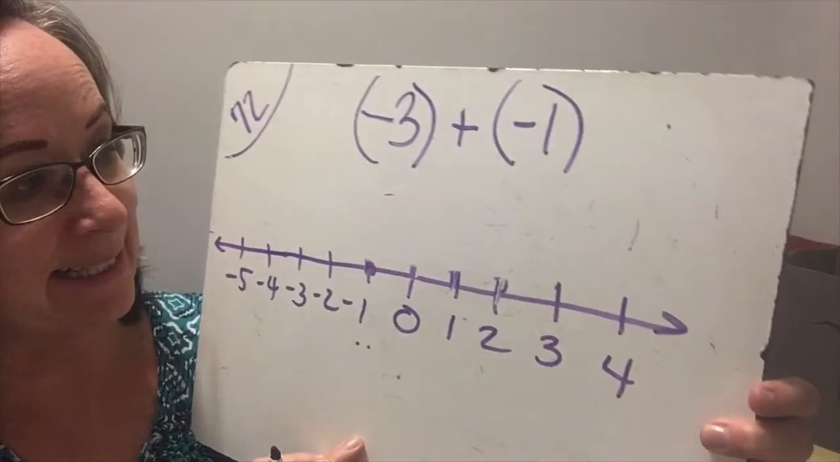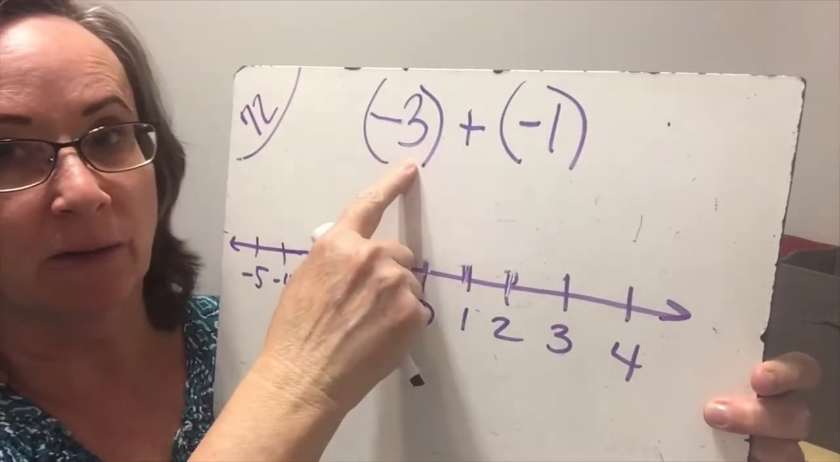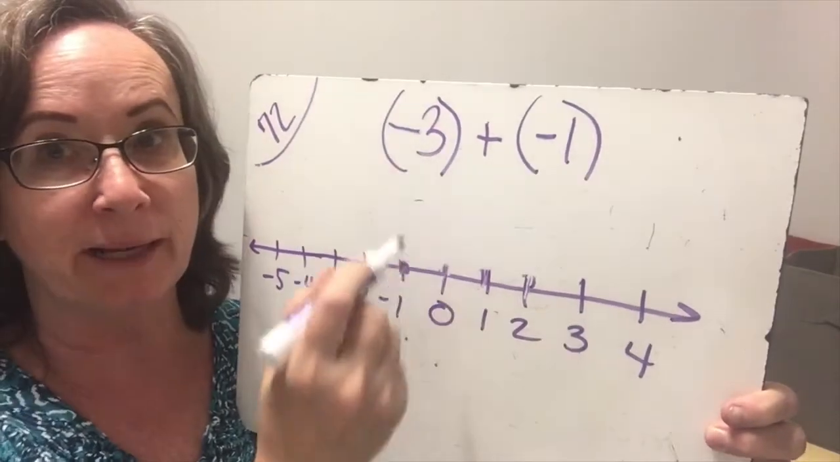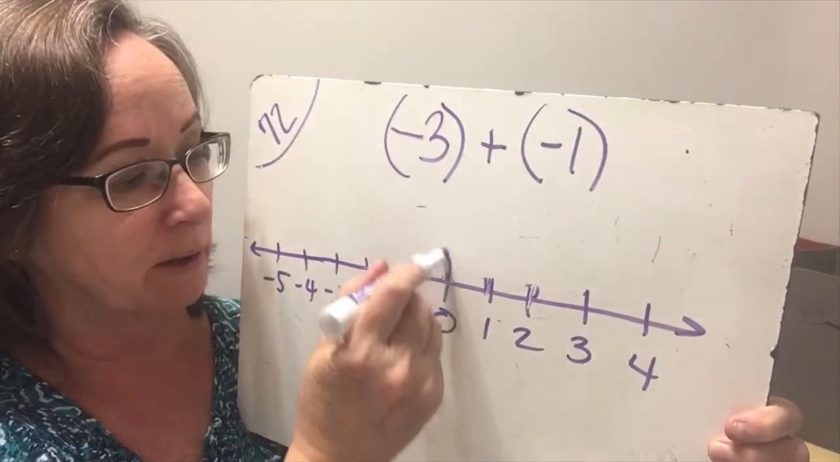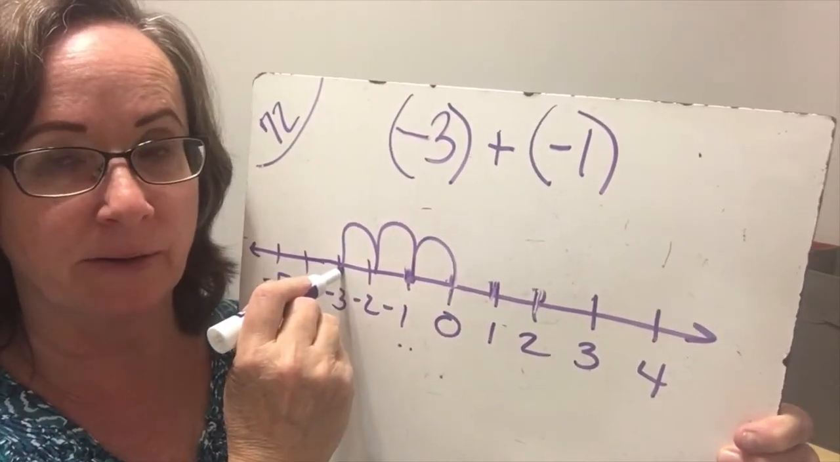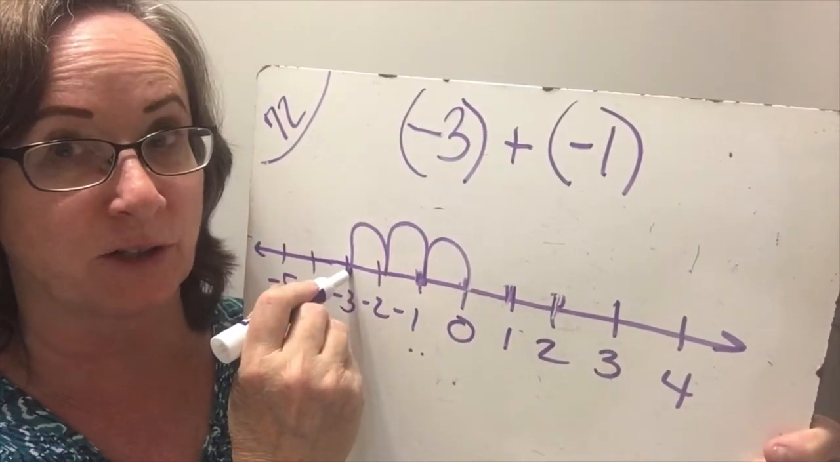So in a second example, we're going to start with a -3. So we start at 0 and we're going to go 3 jumps backwards. So 1, 2, 3. And I stop there, so the next time I do anything, I have to start right there.